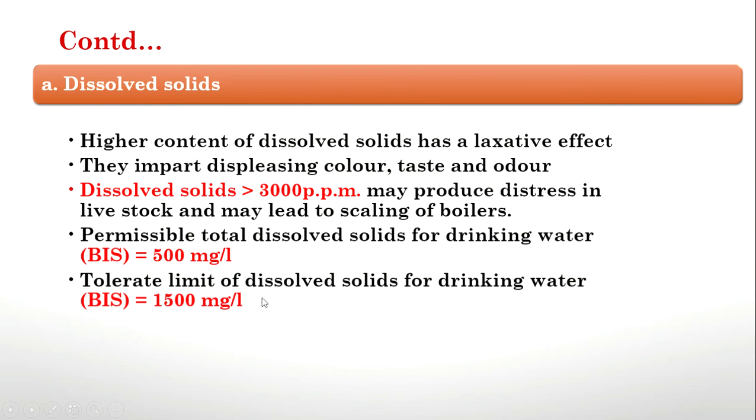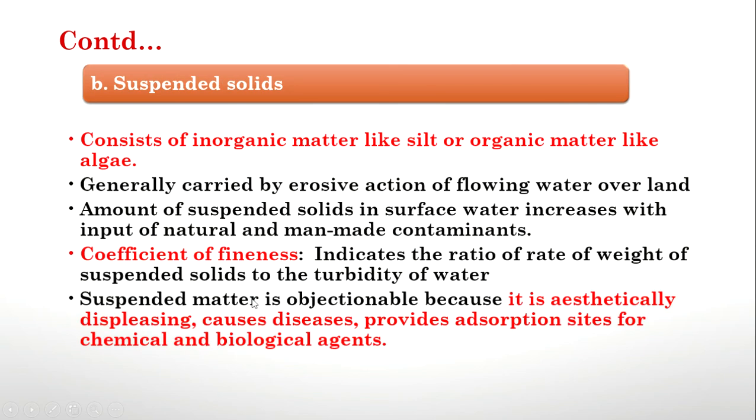Now the second type of total solids is suspended solids. It consists of inorganic matter like silt or organic matter like algae. Silt may be there, algae may be there, and it is aesthetically displeasing, causes diseases, and provides absorption sites for chemicals and biological agents. These are the ill effects caused by suspended solids.